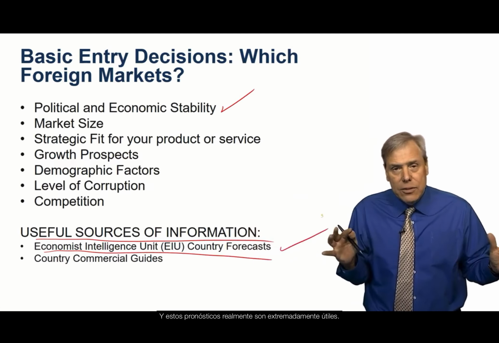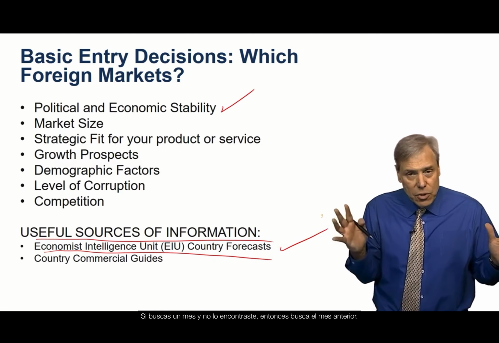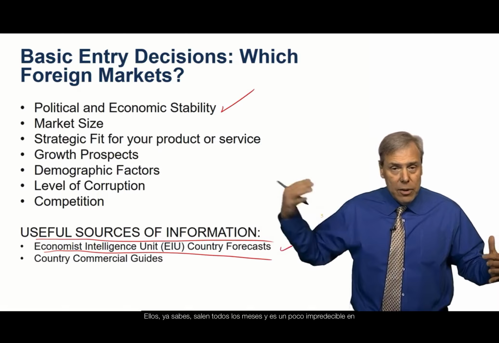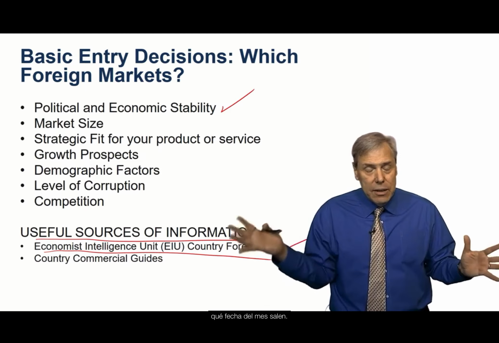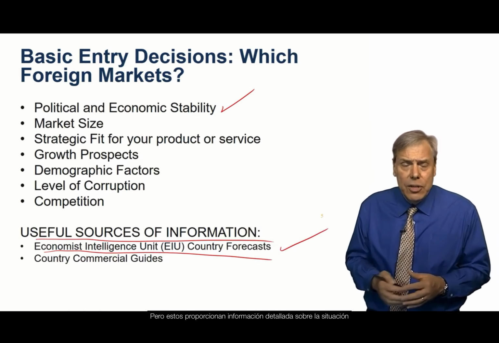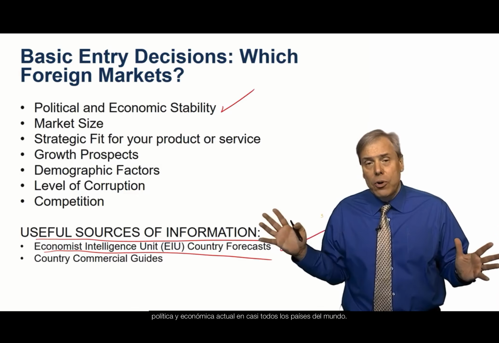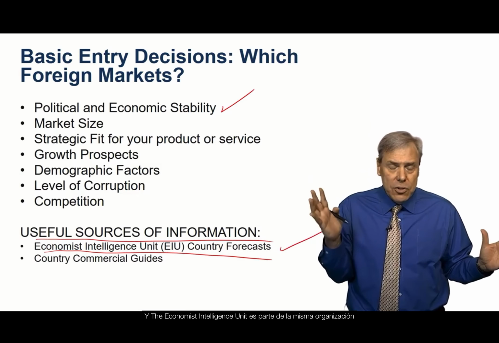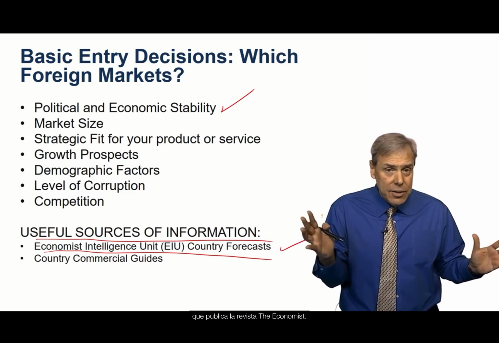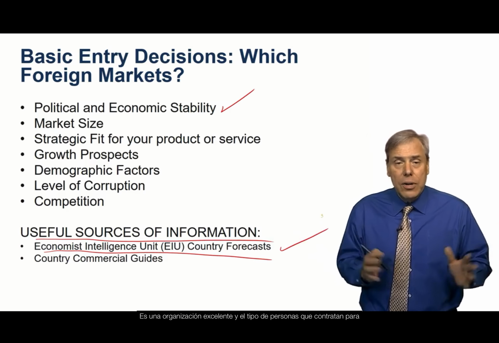And these forecasts really are extremely useful. They are updated every month. If you search for one month and you didn't find it, then search the previous month. They come out every month, and it's kind of unpredictable what date in the month they come out. But these provide detailed information about the current political and economic situation in pretty much every country in the world. And the Economist Intelligence Unit is part of the same organization that publishes The Economist magazine and the Financial Times newspaper. It's based in London, England. It is an excellent organization.